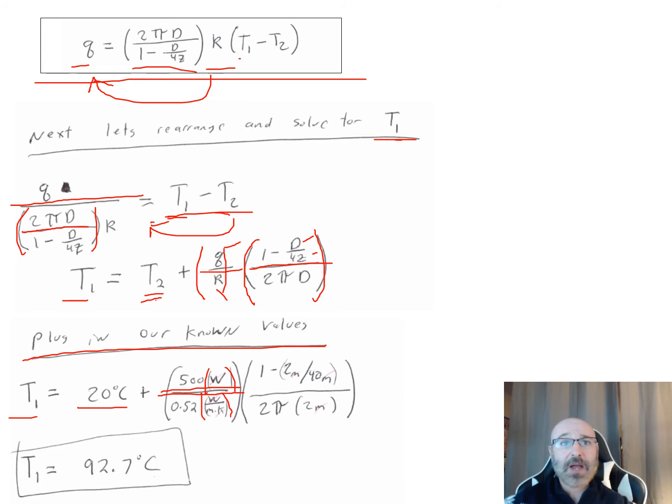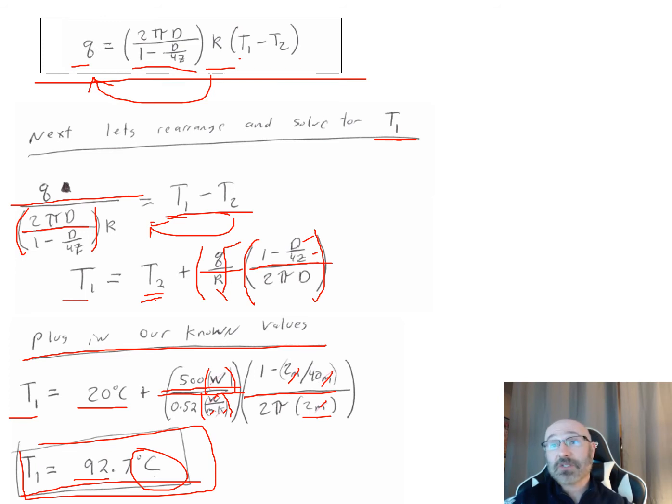Now we can plug in 1 minus our D, which is 2 meters. Our Z times 4 would be 40, in units of meters. Meters and meters cancel there. So what we end up with is a value in temperature. Let's go to the bottom, 2 pi times our 2 meters for D. When we plug this all in, we're just left with temperature on the bottom. So we're left with a value of T1 equal to 92.7, in units of degrees Celsius. So pay attention to units, make sure you do the conversions correctly. But that's what we end up with for T1: 92.7 degrees Celsius.